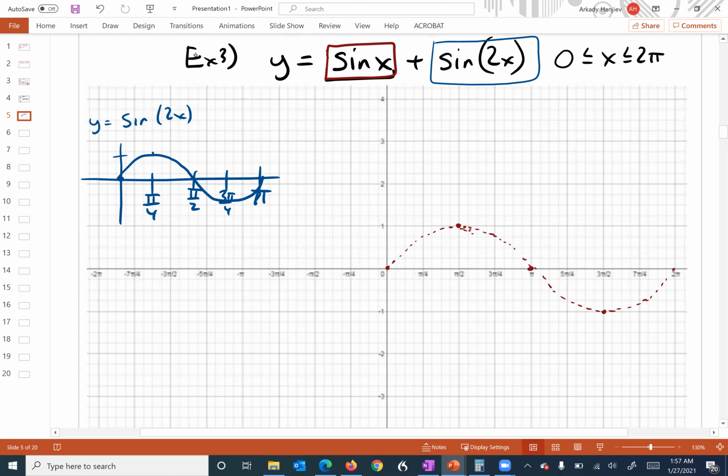So high point is at pi over 4, hits 0 at pi over 2, hits a low point at 3 pi over 4, and back up to 0 once it hits pi. So let's do that here. So 0, 0. The high point comes at pi over 4. The 0 comes at pi over 2. The negative 1 at 3 pi over 4, and then hit 0 right there. And again, a repeat here. Boom, boom, boom, boom. Okay, I'm going to graph this here.